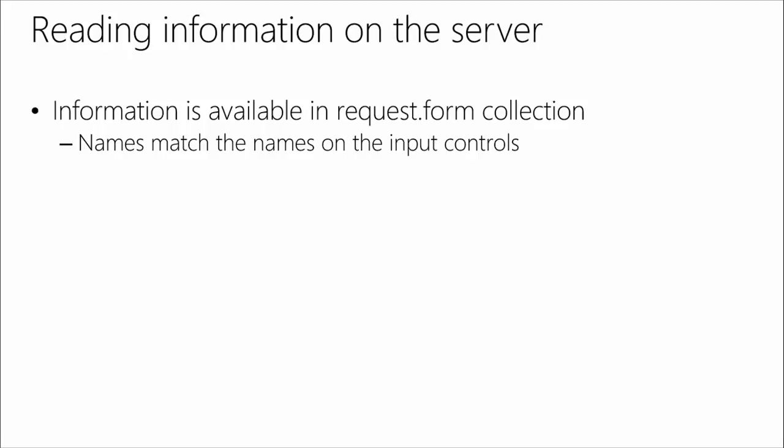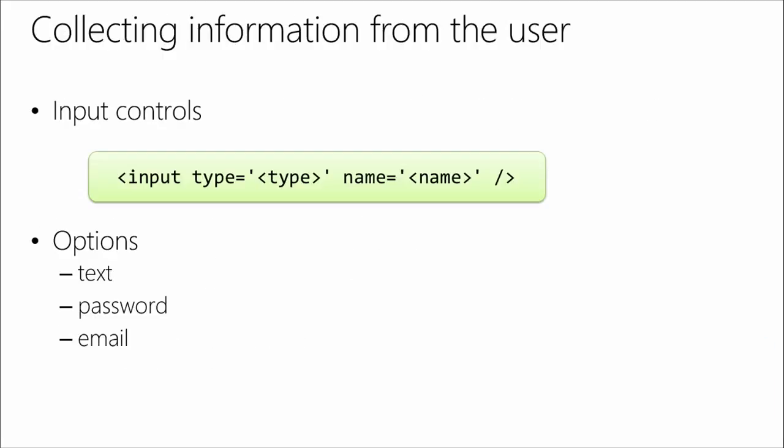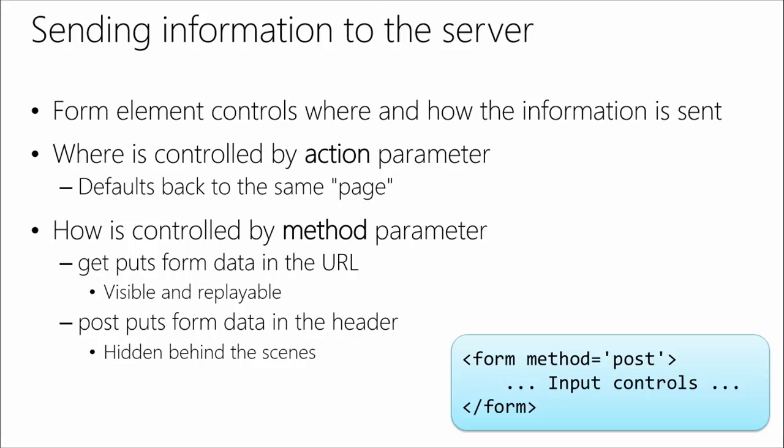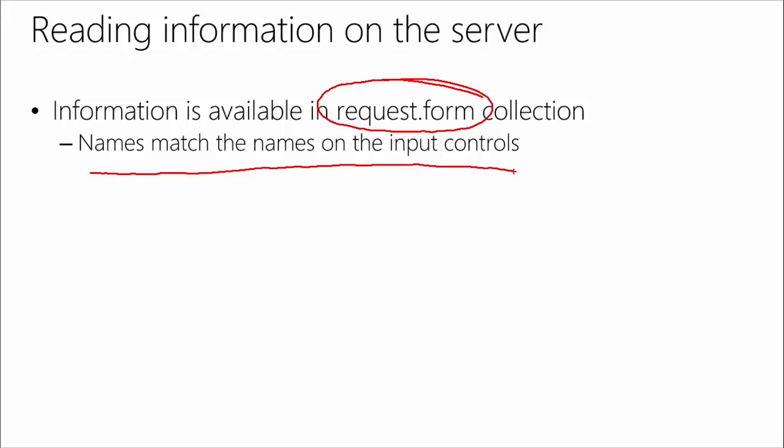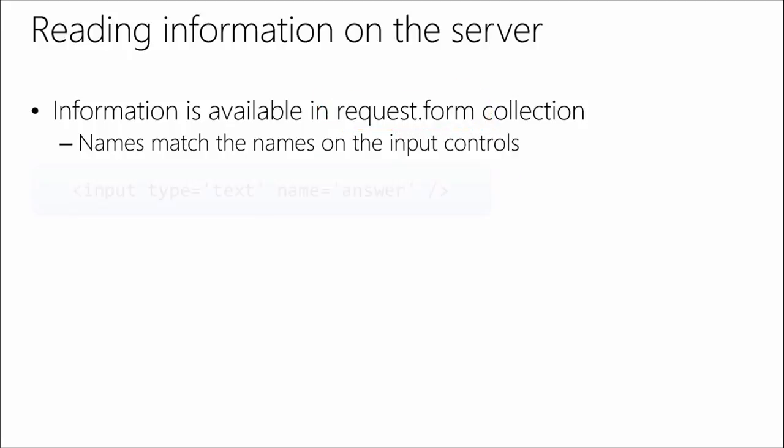Now the last step: we figured out how we're going to collect the info, figured out how we're going to send it up. The last step becomes how we're going to read that information. And what you're going to notice is that there's a request form collection where it's going to look for the names on the input controls, match them up, and give me the ability to pull those in. So that's how in my Python code I can say, tell me what they typed into that form. Exactly. And that's what we're going to be doing.